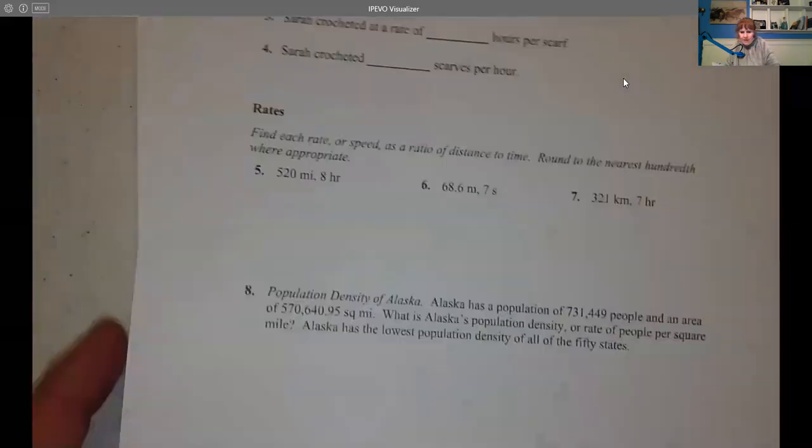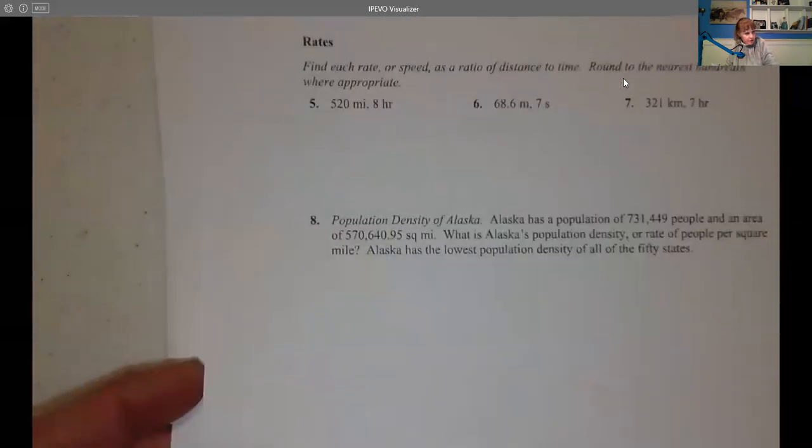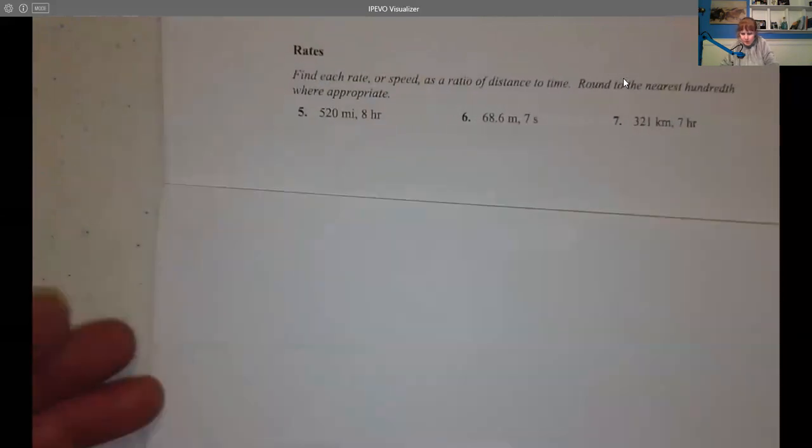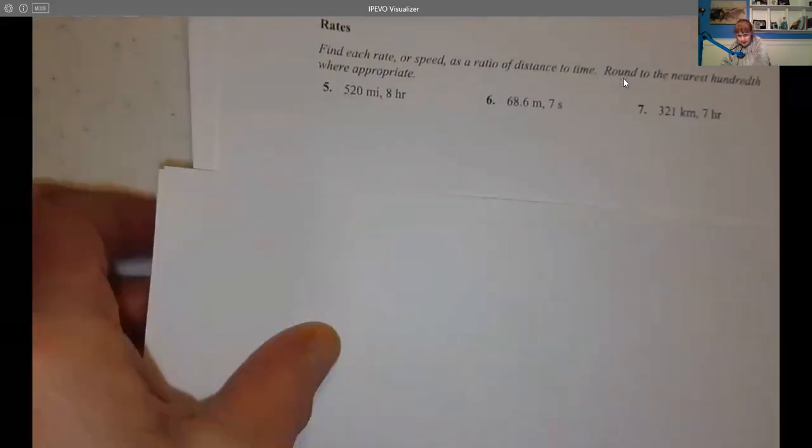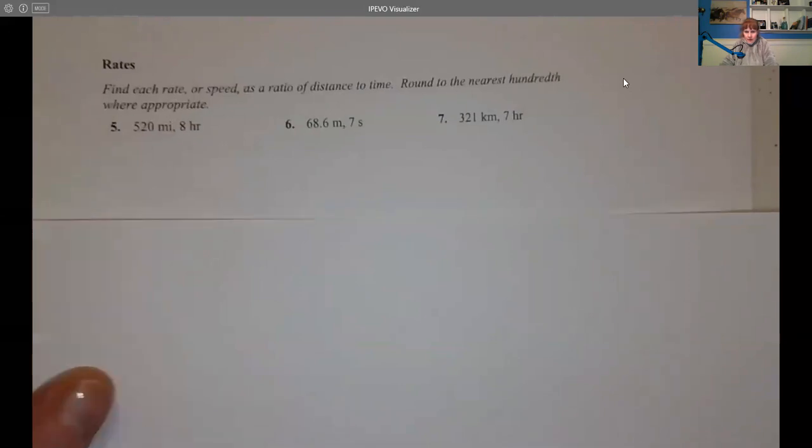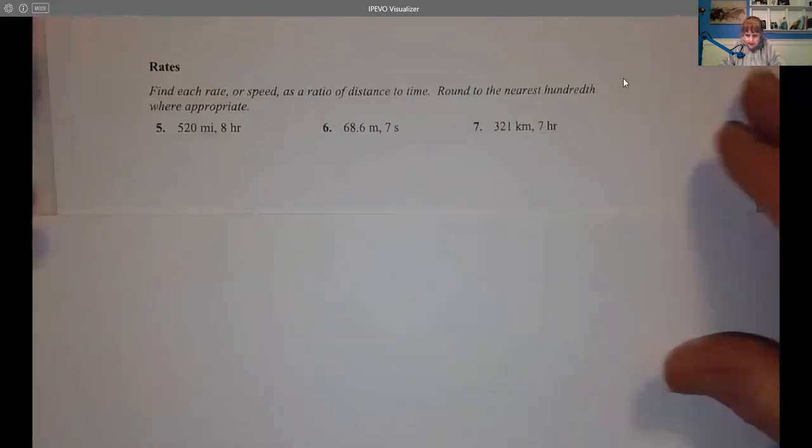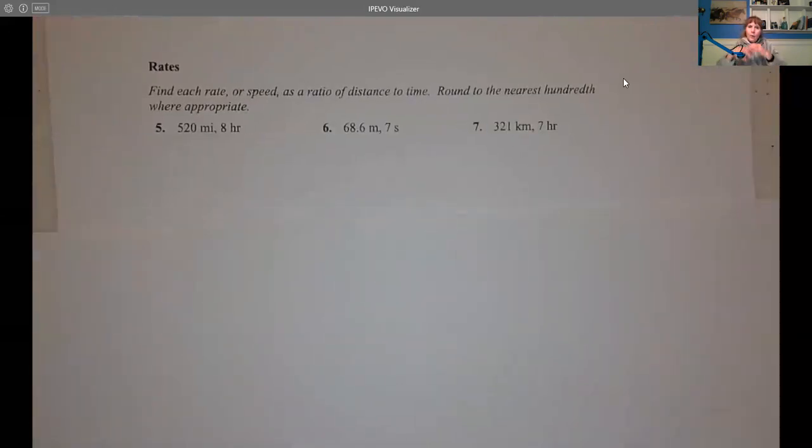Now let's look at 6.2 or 6.1. Let's look at 6.2 now. 6.1 is done. Move it over, straighten it out. Okay, what we're going to do now is we're going to find, let's see, oh good, we can round to the nearest hundredth. Find each rate or speed as a ratio of distance to time.